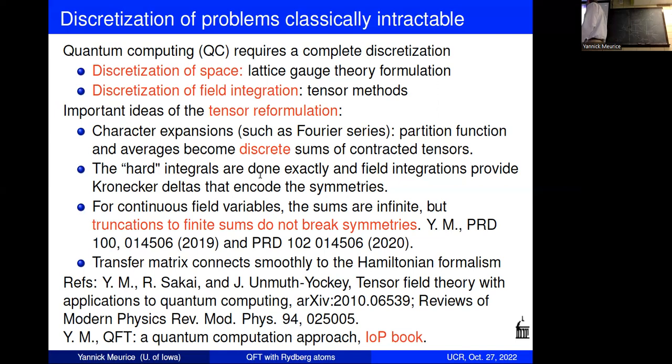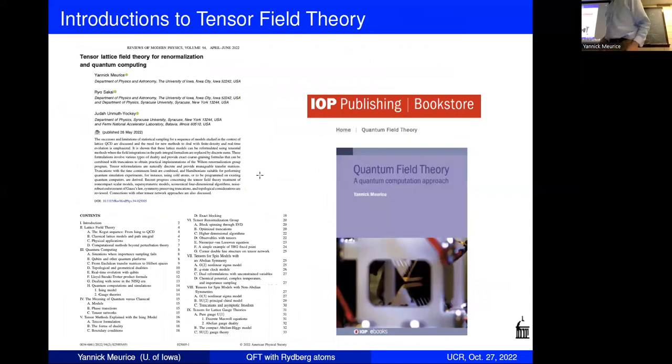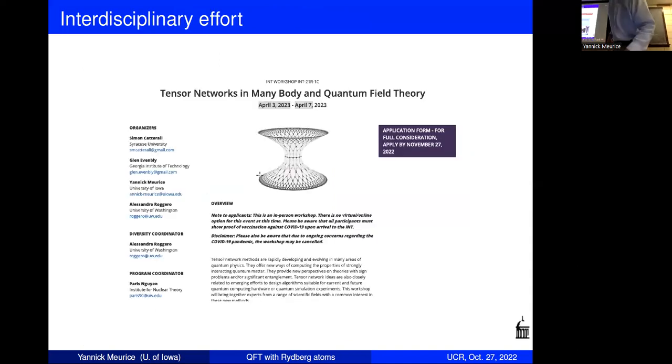We have written a Reviews of Modern Physics article, and I've written a book that I strongly recommend to everybody. We follow basically the Kogut sequence, starting with the Ising model, the O(2) model, O(3), and then going to higher dimensions. So this is pretty much following the same roadmap.